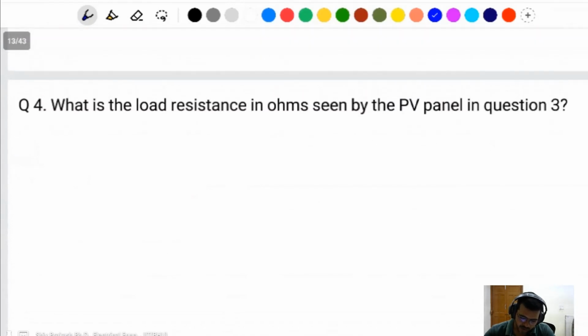Okay. The same thing is given in the next question: what is the load resistance in ohms seen by the PV panel? In question number 3, for the same question, it asks about the load resistance in ohms seen by the PV panel. It means the input resistance of the converter, V in divided by I in. I have calculated I in, so first of all find the V in.